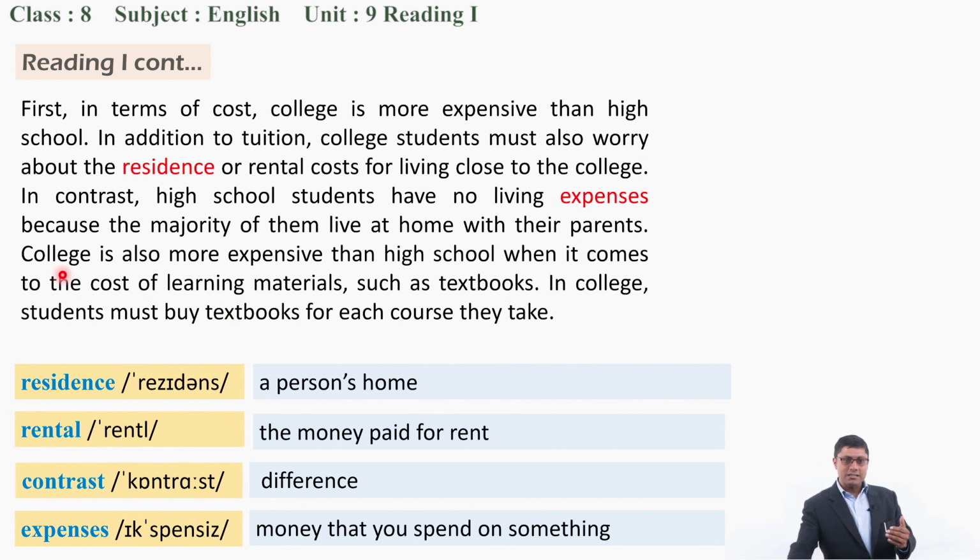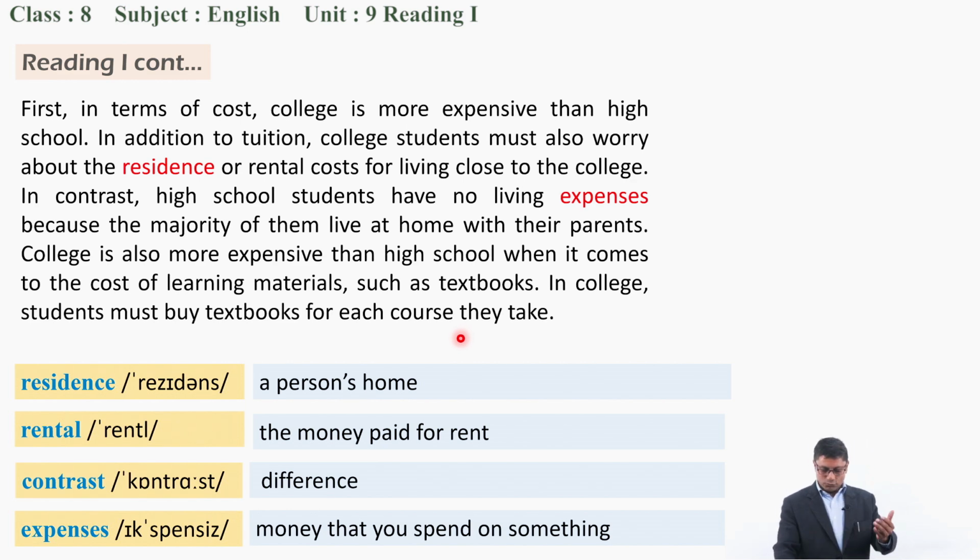Similarly, another reason is college is also more expensive than high school when it comes to the cost of learning materials such as textbooks. So because of textbooks, because of all the learning materials, college education becomes more expensive. For example, in the Nepalese context, in most of the public schools, textbooks are provided free of cost. Students do not need to buy them. But in college, students have to buy them. That's why the cost is higher. Similarly, in college, students must buy textbooks for each course they take. That is another reason why college education is more expensive.